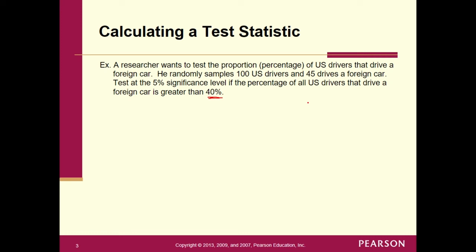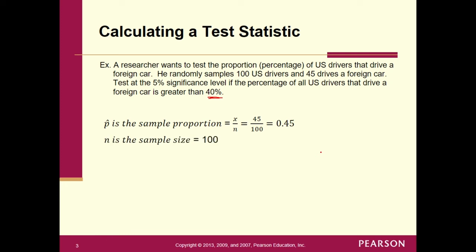Okay. So what's P hat then? P hat, remember, is X over N. X is the number of successes. What's a success here? We find a driver that drives a foreign car. We had 45 of them. The number of successes is X here. Divide by N, that's 100, and so we got 0.45. So we know that 45% or 0.45 of our sample of 100 US drivers drives a foreign car. N is the sample size, and that's 100.